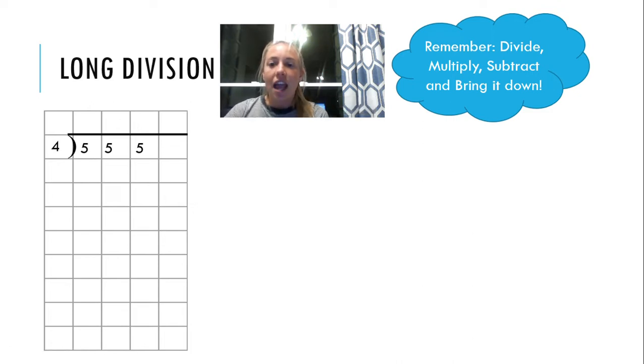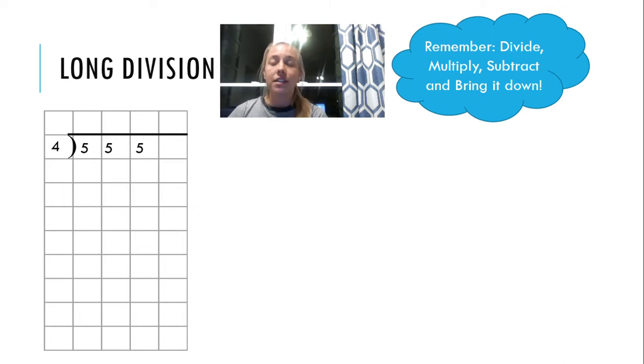Division today, and the most important thing to remember when you are doing long division is your 4 steps. Divide, multiply, subtract, and bring it down. We also are going to do a quick review of where everything goes in a division problem.